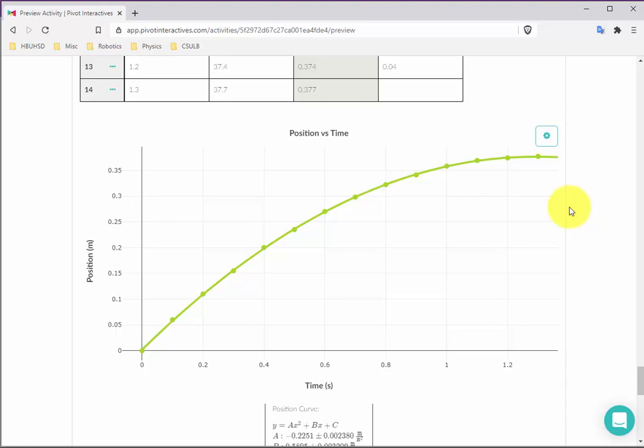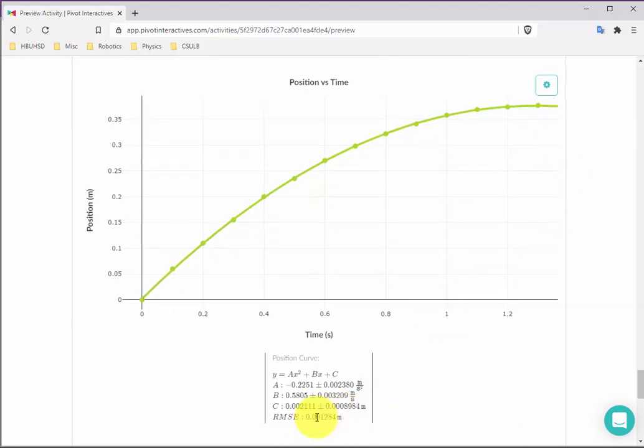The position of an object that's accelerating, if the acceleration is constant, and we knew it was constant because when we did the velocity graph, it had a constant slope. Constant acceleration, you get a quadratic equation like this. And we modeled it off of a quadratic equation.